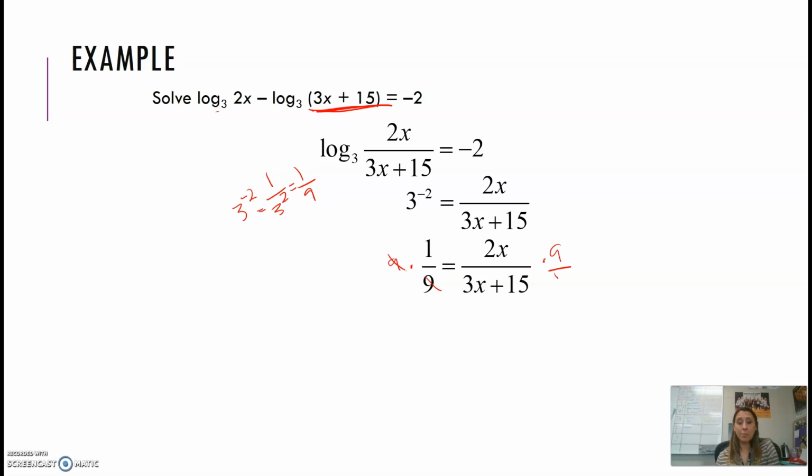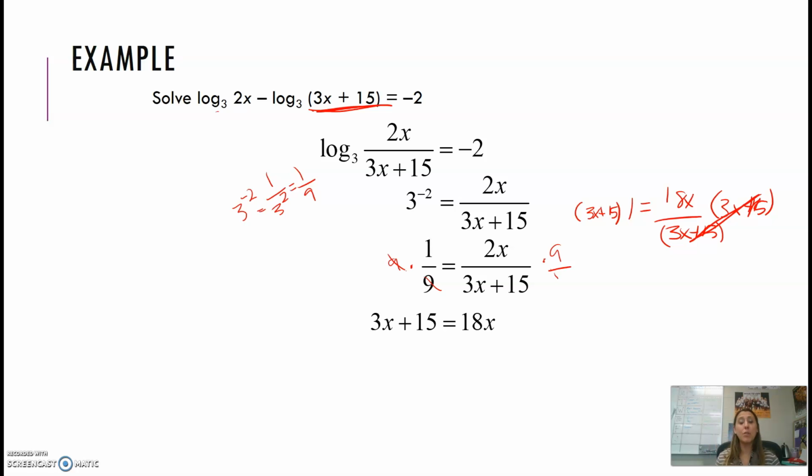So then I end up with 1 is equal to 18x over 3x plus 15. Then I want to get rid of this denominator, so I'm going to multiply both sides by 3x plus 15. It's a 15, believe it or not. Those cancel out, but I've got to do that on this side: 3x plus 15 times 1 is equal to 3x plus 15. So I end up with 3x plus 15 is equal to 18x.